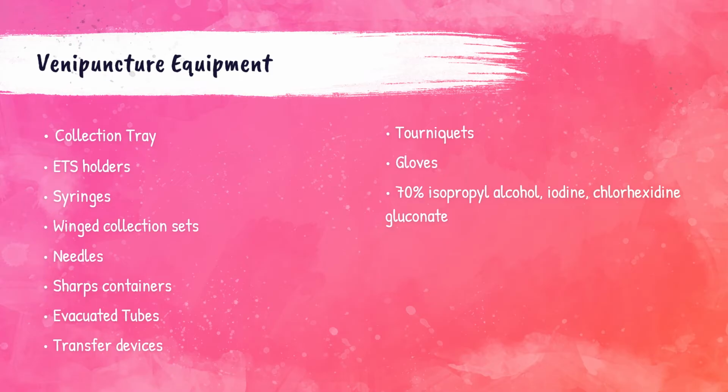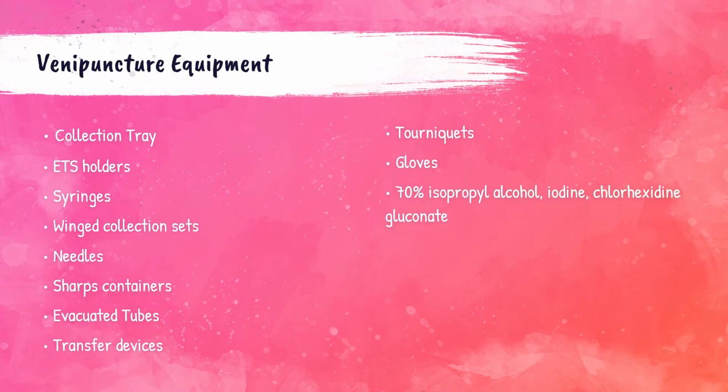So you all are embarking on your journey to become phlebotomists, and venipuncture is, of course, the core of what you'll be performing on the job. We all know what venipuncture is, so it's the puncture of a vein to withdraw a blood sample, usually for laboratory testing. So this here is a list of equipment that you will need for drawing a patient's blood.